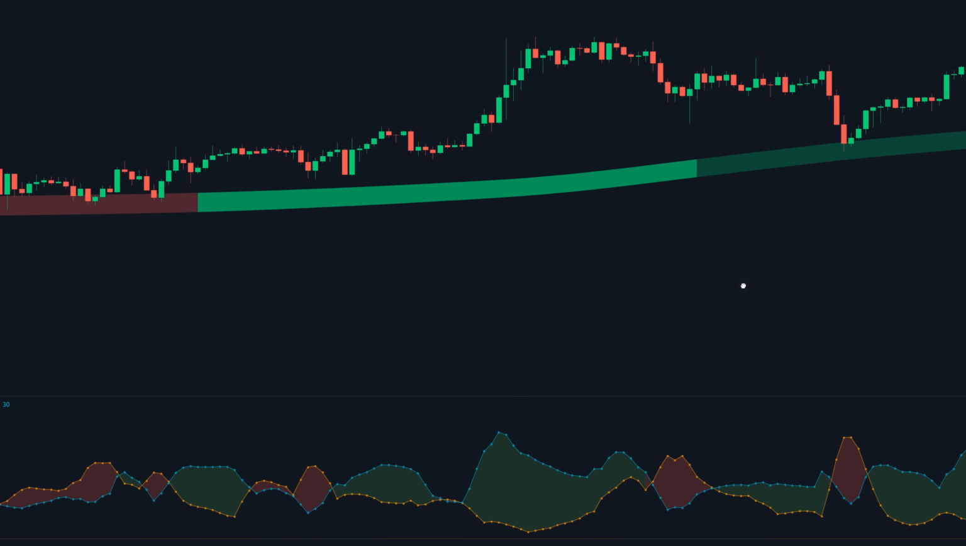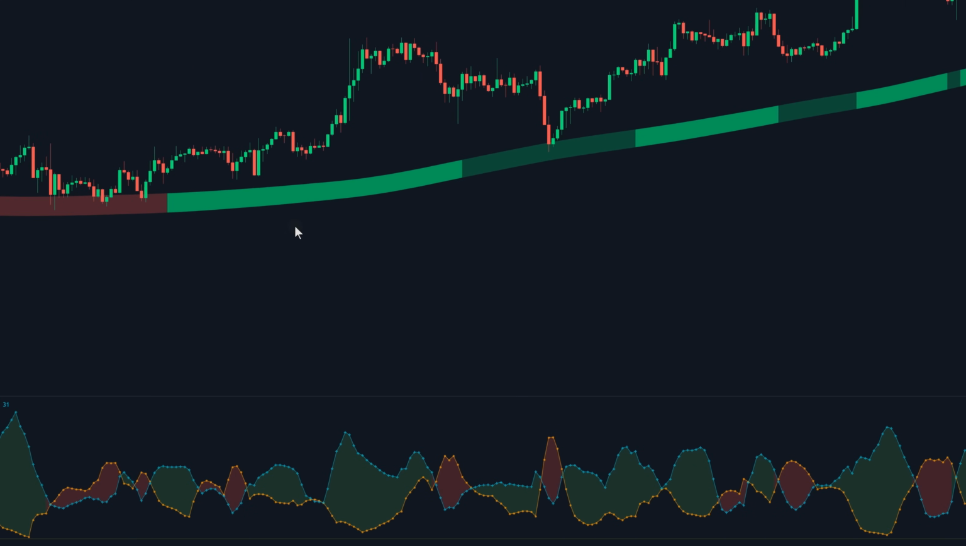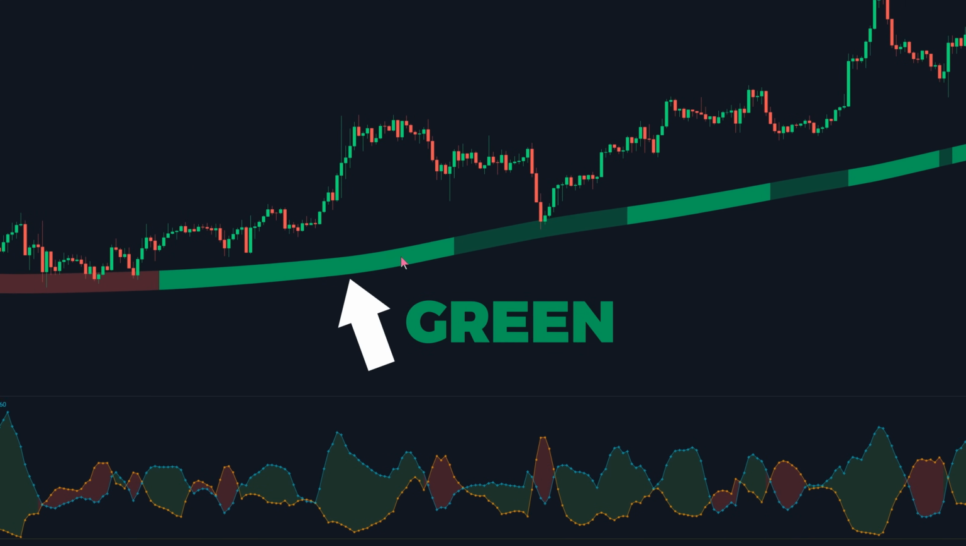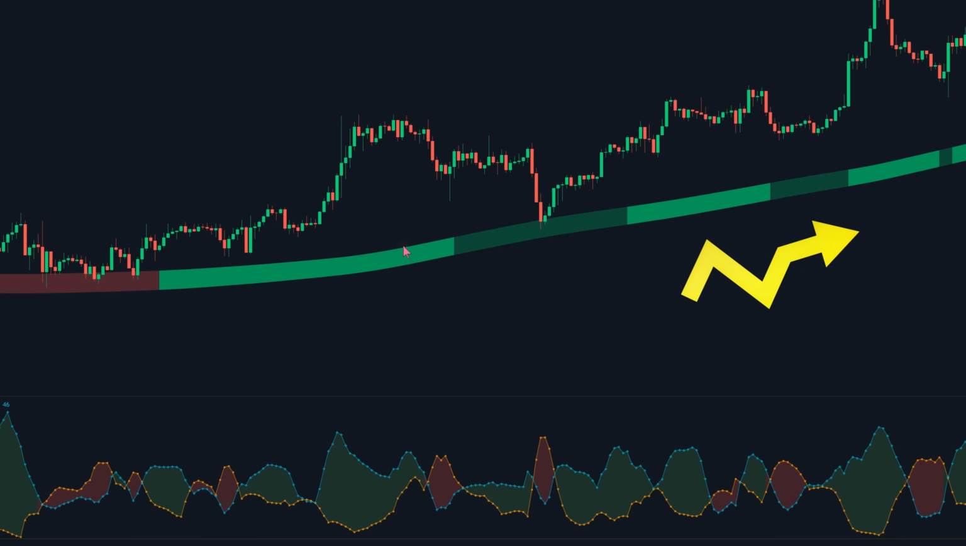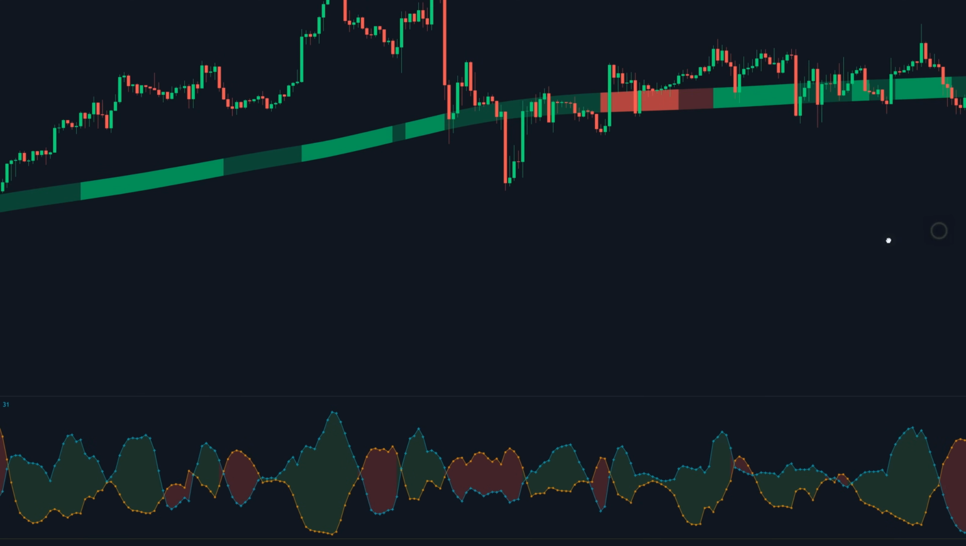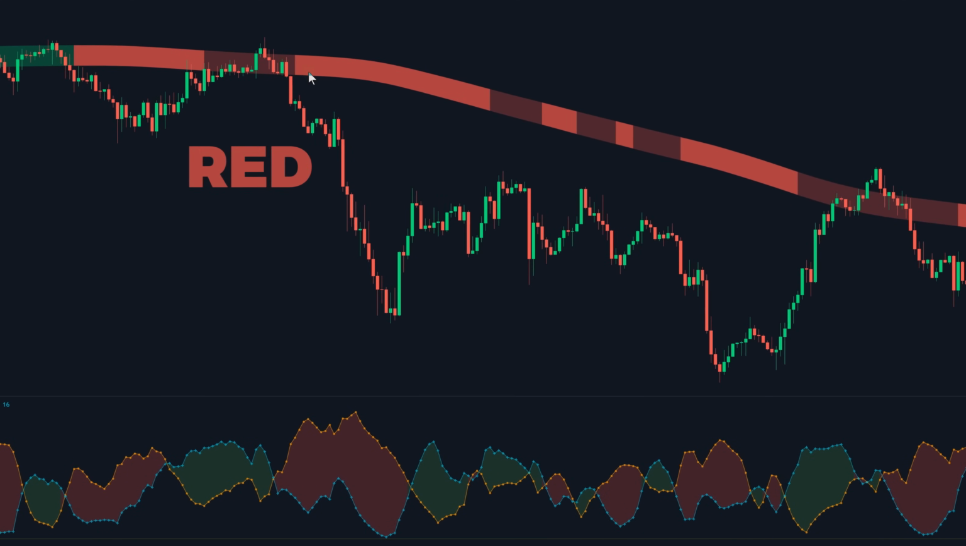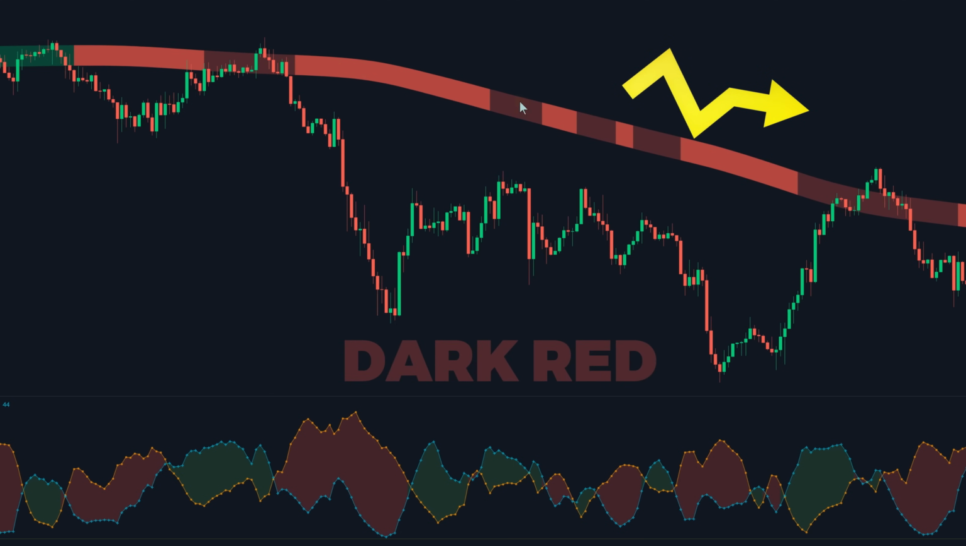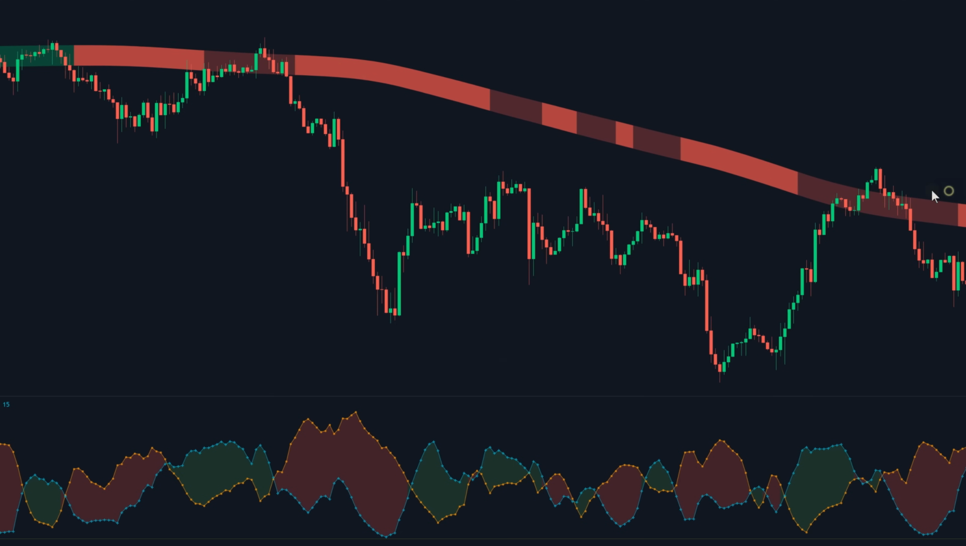The way this indicator works is like this. Whenever it's colored green, like here, that indicates a bullish trend. A dark green color, like this, indicates a pullback within that bullish trend. And of course, it's going to be the opposite for a bearish trend. Red indicates a bearish trend. Dark red indicates a pullback within that bearish trend.